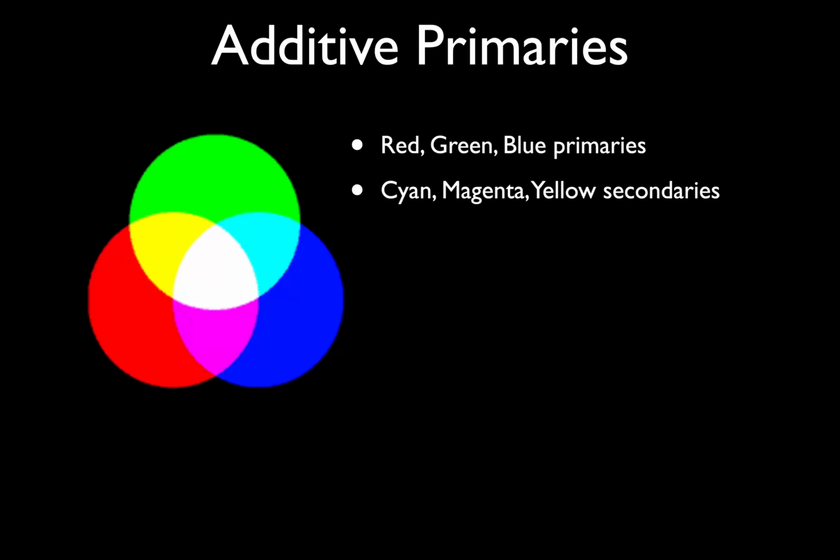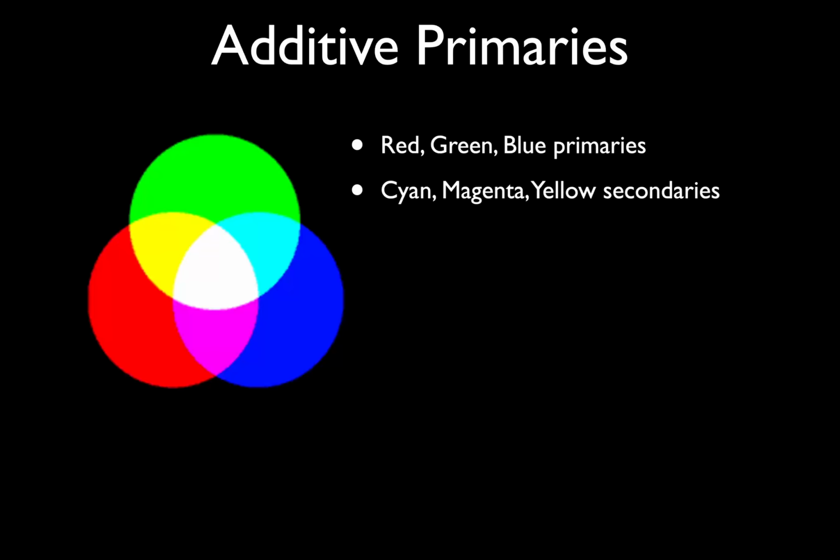So you can see this is light. This is not pigment. This is light. Imagine I've got three projectors, one that's only shining a green spot, one shining a blue spot, and one shining a red spot. Where there is no other color hitting it, it is its color. So this is the red, this is the green, this is the blue.